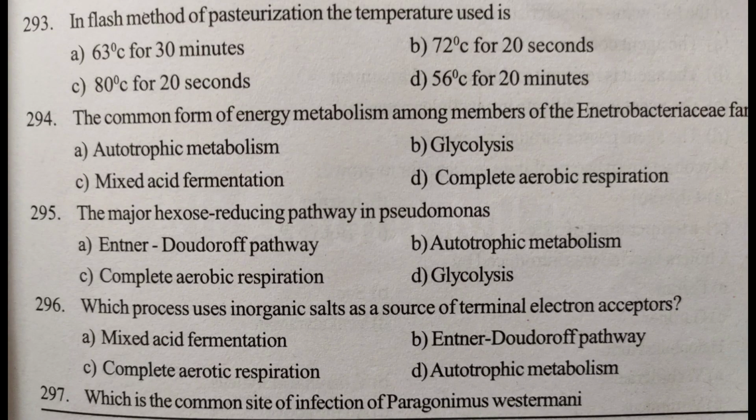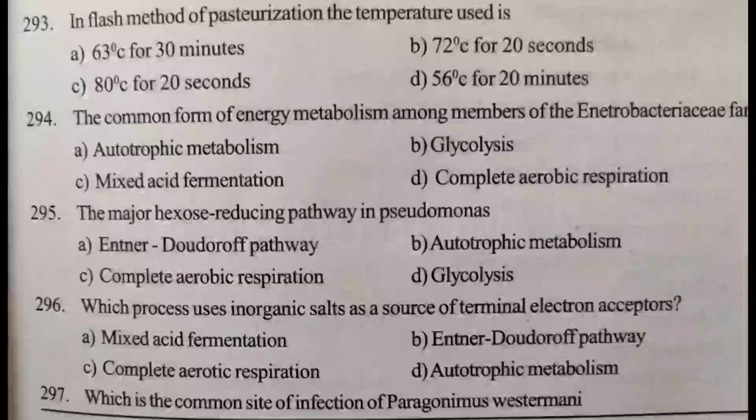Which process uses inorganic salt as a source of terminal electron acceptors? Option A, mixed acid fermentation. Option B, Entner-Doudoroff pathway. Option C, complete aerobic respiration. Option D, autotrophic metabolism. Answer is option D, autotrophic metabolism.